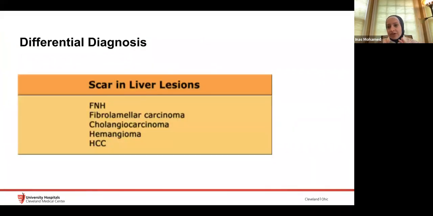Another thing to have in your pocket is, what are the lesions that have a scar? Not just focal nodular hyperplasia. Fibrolamellar carcinoma, it's a very hideous cancer in young males, and we're going to talk about it in a second, can have, of course, a central scar. Cholangiocarcinoma can have a central scar. Hemangiomas, just like we said, the giant hemangioma can have a central scar. HCC can have a central scar, and it's more likely necrosis, not a real scar. Okay.